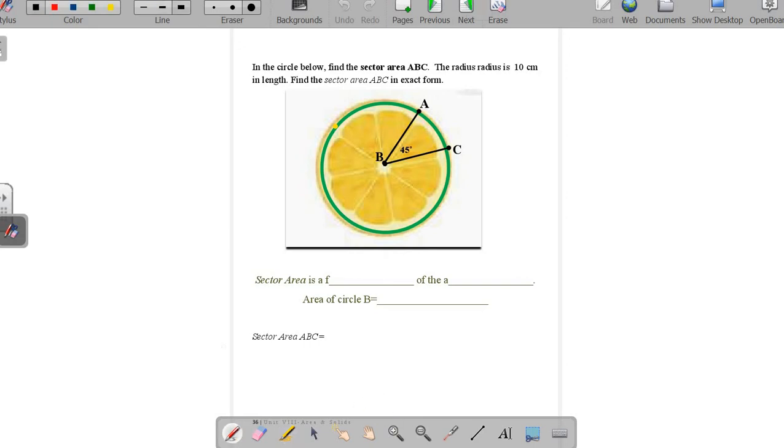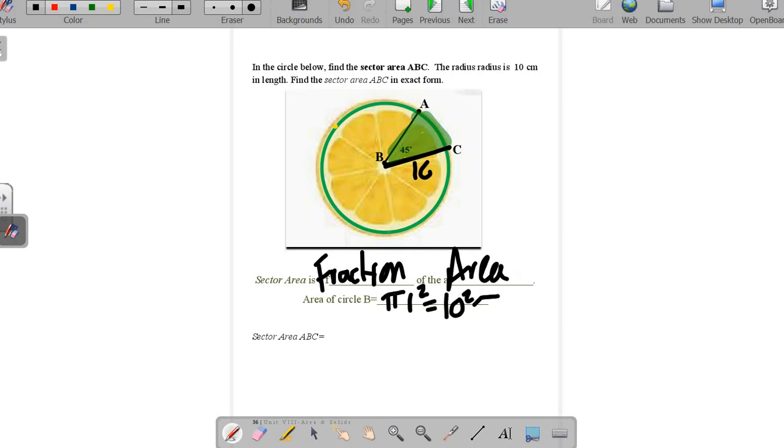In the circle below, find the sector area, ABC, sector area. That's the area of this orange slice, again with a radius of 10. So we're going to find fraction of area. And to find the actual sector, we're going to go 45 over the whole, which is 360 again, times 100 pi.